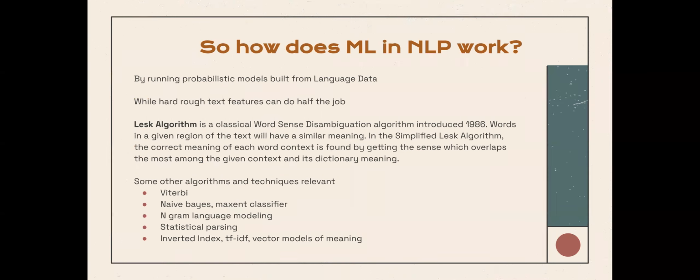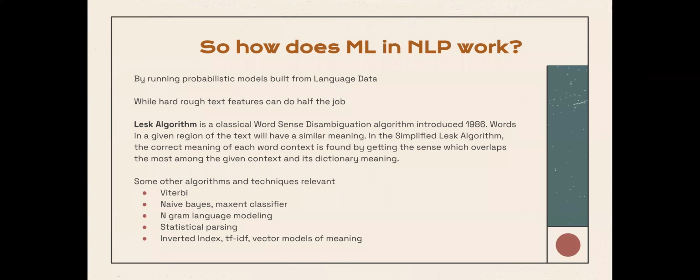But thankfully, we have managed to figure things out in a mathematical way. The main way that NLP works is by running probabilistic models built from language data. While it's hard, a rough text feature can do most of the job or half the job already.